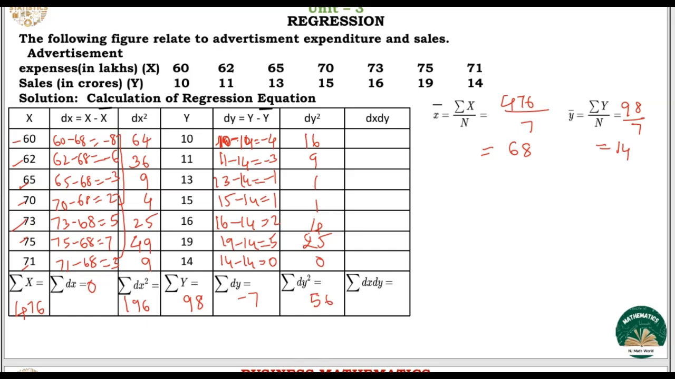Then dx into dy. You have to multiply minus 8 into minus 4. Minus into minus is plus, which is 32. Then 6 into 3, minus into minus is plus, 18. Then minus 3 into minus 1 is 3. Then 2 into 1 is plus 2. Then 5 into 2 is plus 10. 7 into 5 is 35. Then 3 into 0 is 0, and 3 into 0 is 0. So when you add these, you get 100.